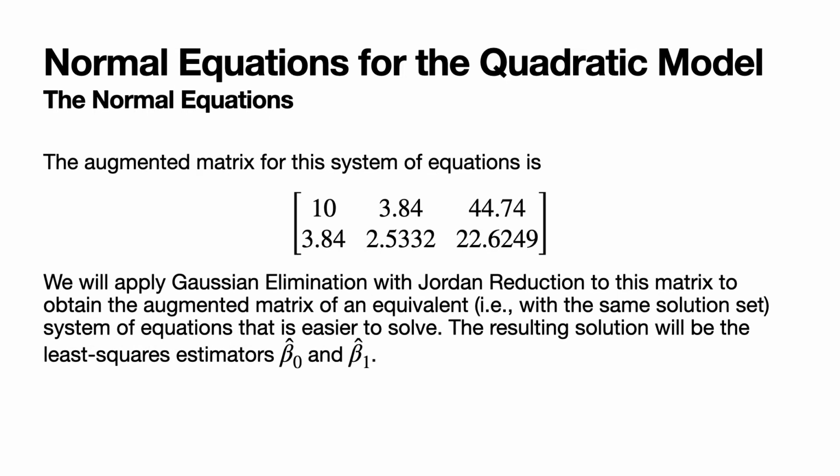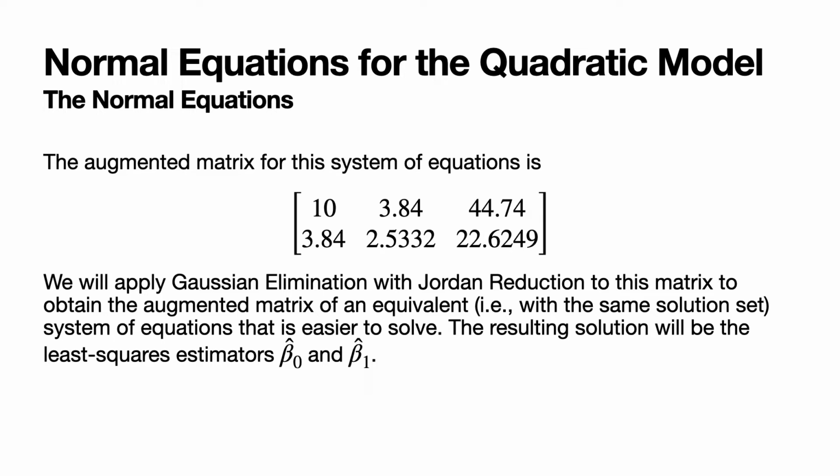The augmented matrix for this system of equations is given by this 2x3 matrix, the entries corresponding to the coefficients and constant terms in the normal equations themselves. The first row has values that come from the first equation in the normal equations. Those values are 10, 3.84, and 44.74. The second row has entries 3.84, 2.5332, and 22.6249, and these values come from the second equation in the normal equations.